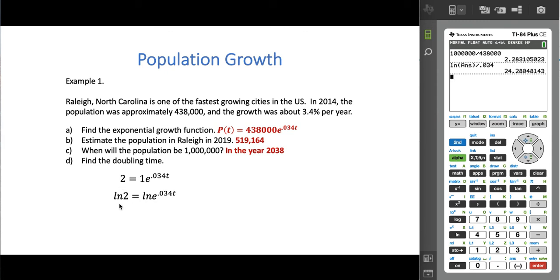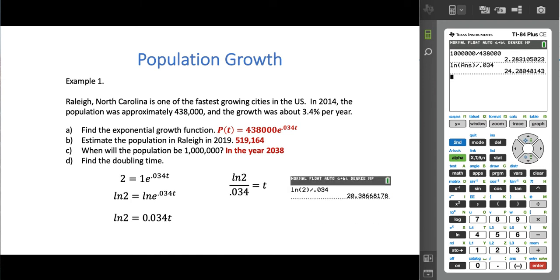log of both sides. So we have the natural log of 2 is equal to the natural log of e to the 0.034t power. We do that to simplify the right side to 0.034t. And then to solve for t, we'll divide both sides by 0.034. And when we do that, we get 20.3839. So it's going to take approximately 20.4 years for the population to double.